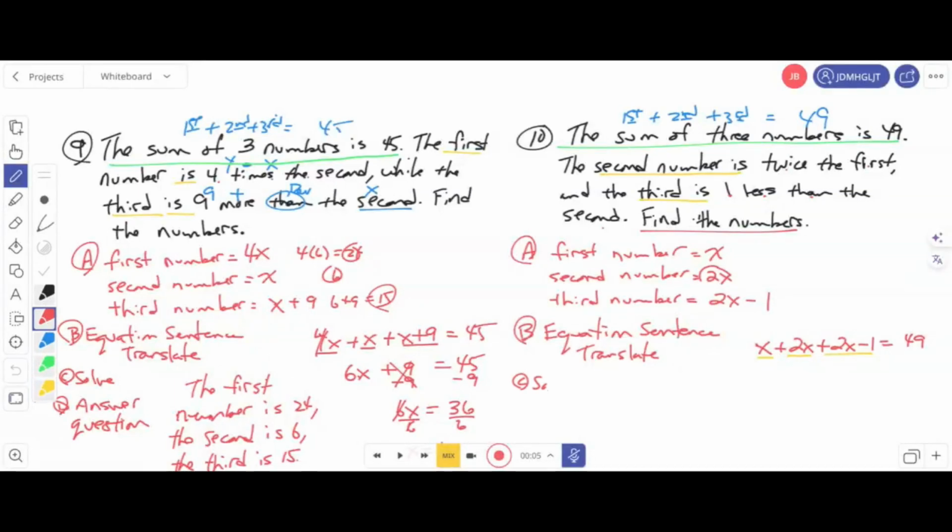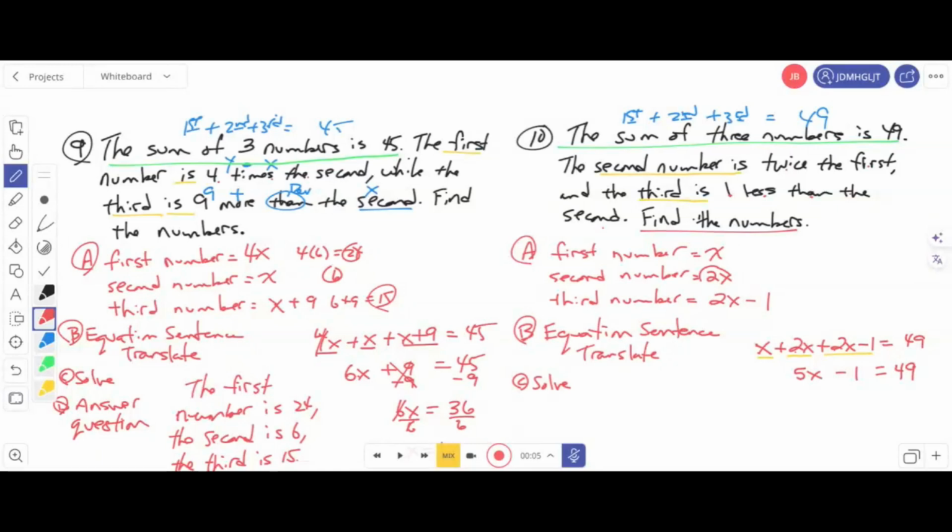Now we solve. Get rid of parentheses, don't have any. Add like terms. On the left side of the equal sign, I have x plus 2x plus 2x. That's 5x minus 1. On the right side of the equal sign, there are no like terms. I have 49. Step 3, make sure we don't have variables on both sides of the equal sign. I do not. Step 4, stop, check. Is this the only variable term left in the problem? The answer is yes, that's the only variable term in the problem.